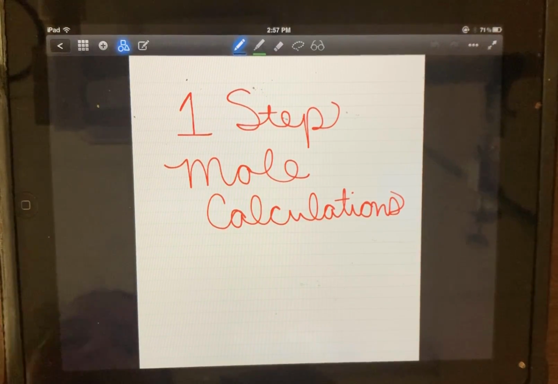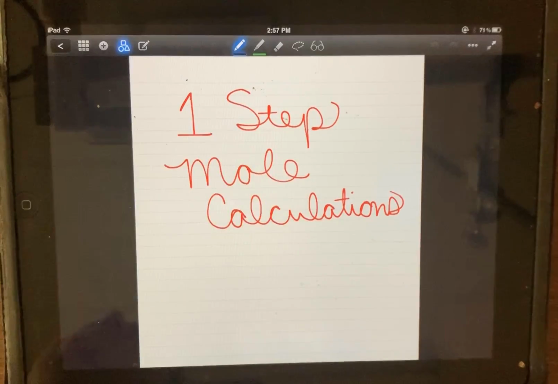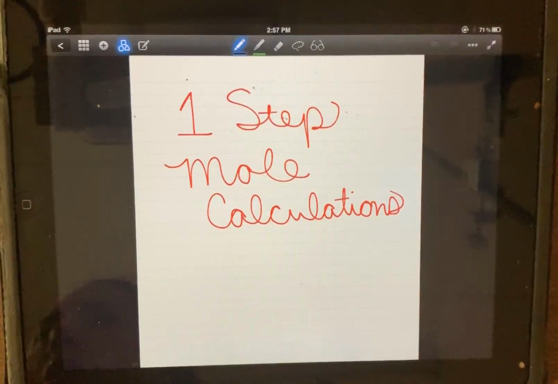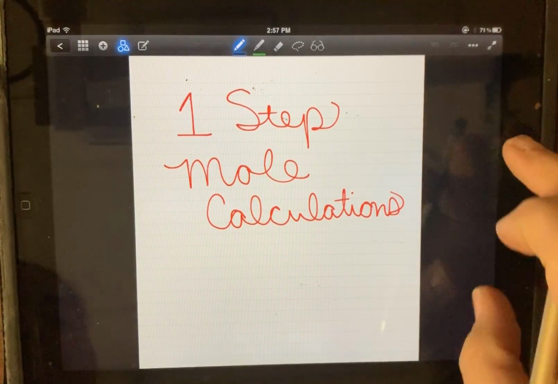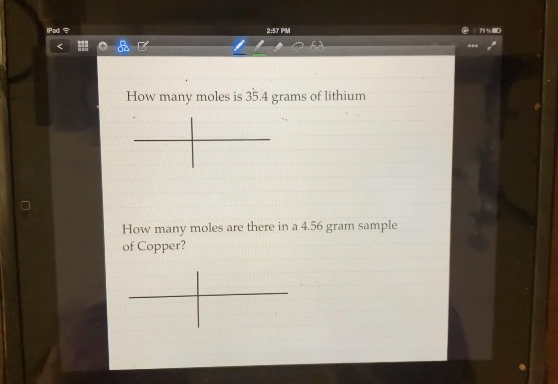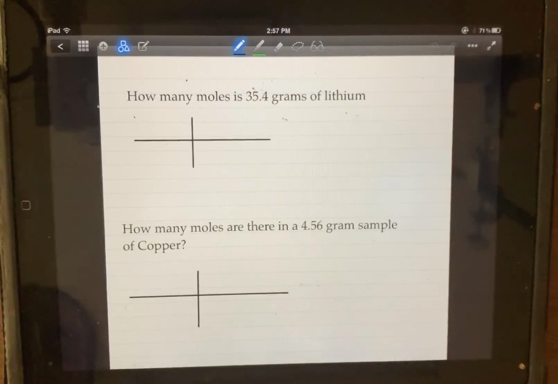So this is in regards to what we call one-step mole calculations. We're either going to be going from moles to grams or grams to moles. The main thing is you need to have your periodic table accessible. So this looks very much like we just got through working with the Star Trek, in that we're still doing our dimensional analysis with the railroad tracks.